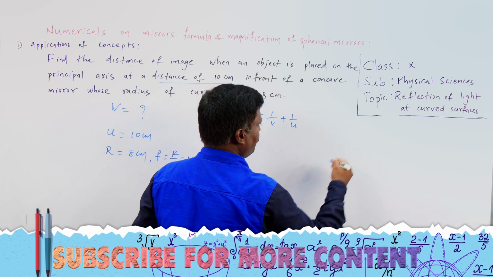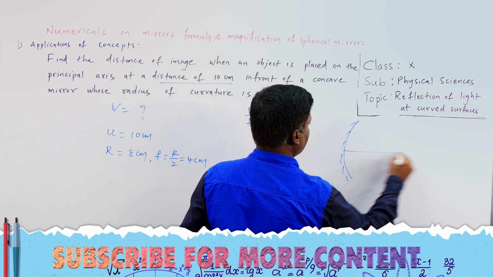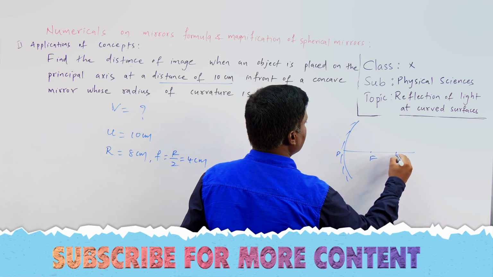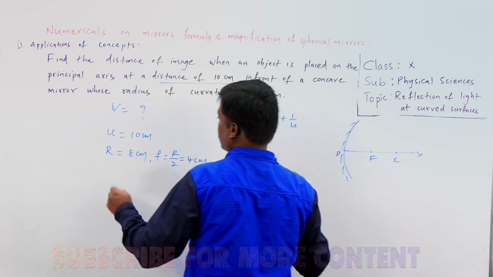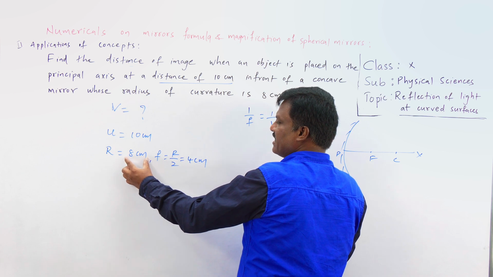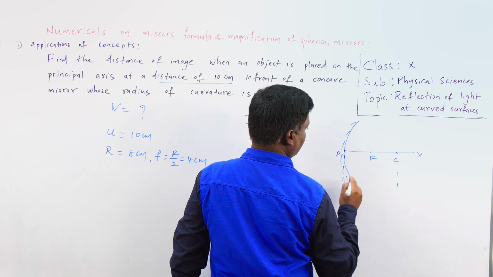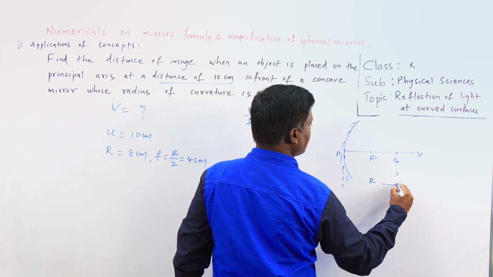This is the formula. So first let us draw the mirror, a concave mirror. This is the pole, this is the focus, this is the center of curvature. The distance between the pole and the center of curvature is called the radius of curvature, that is 8 centimeters. Pole and center, this distance is the radius of curvature.